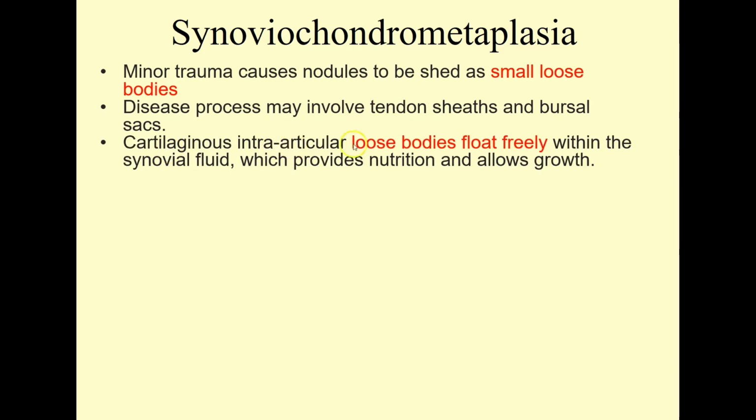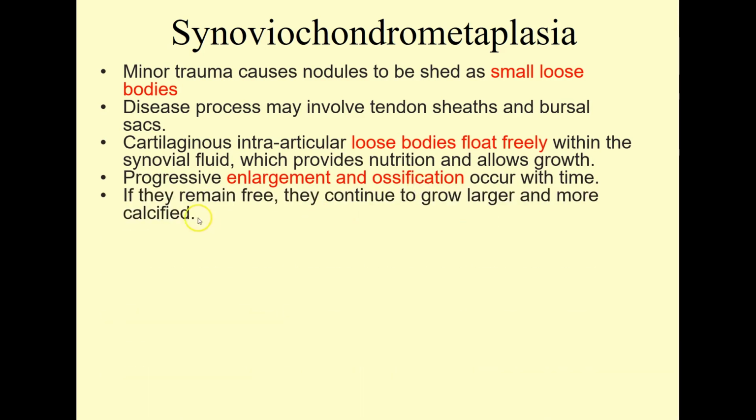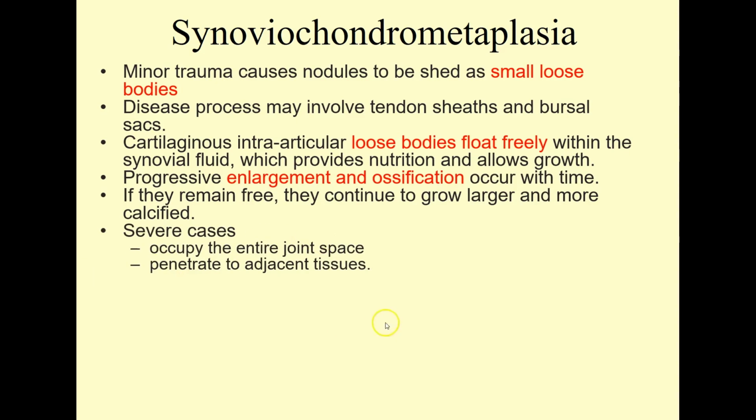Cartilaginous, intra-articular loose bodies float freely, particularly if they've been broken loose by even trivial trauma. They are within synovial fluid, and this is what provides the nutrition and allows some growth to occur, so they can get bigger over time. Progressive enlargement and ossification occur, which make them more rigid and better able to act as a kind of door stopper, again producing joint locking. If they remain free, they'll grow larger and more calcified, and they can start distending the joint capsule and producing discomfort. But again, I really want to emphasize the joint locking. It's by far the most common presenting feature.